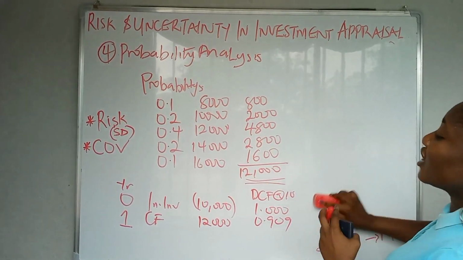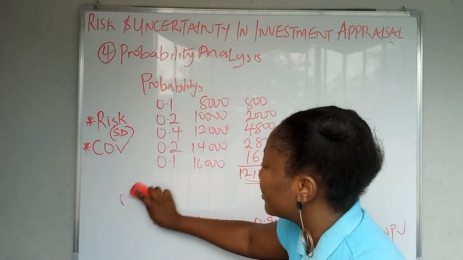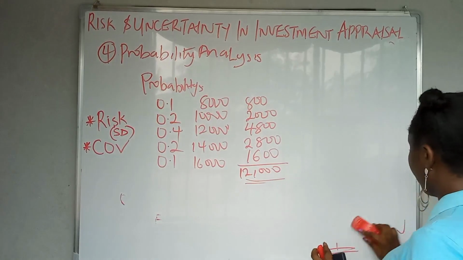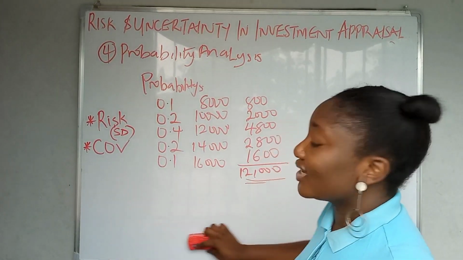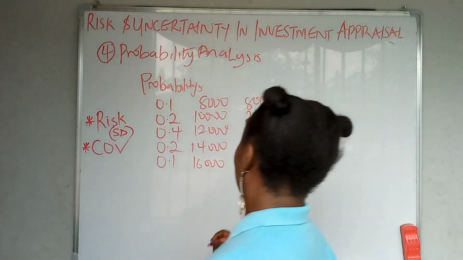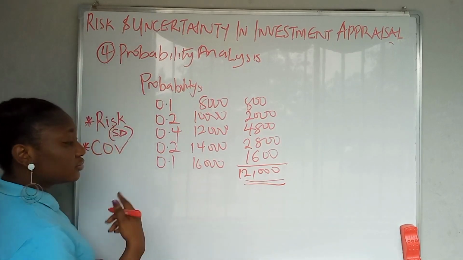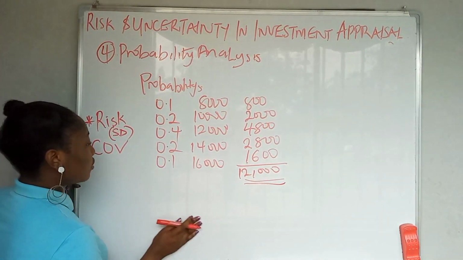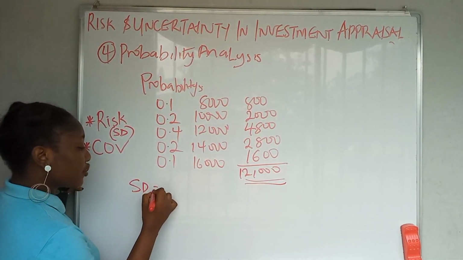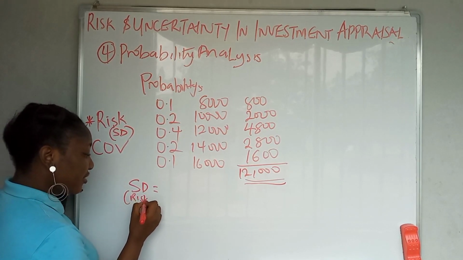Right? So they can tell you to calculate the risk. So how do you calculate the risk? There's a formula for calculating risk, and it's the standard deviation formula, which I believe most of us should know if you have done math and stats or something. So you know that standard deviation, which is the risk, is what?